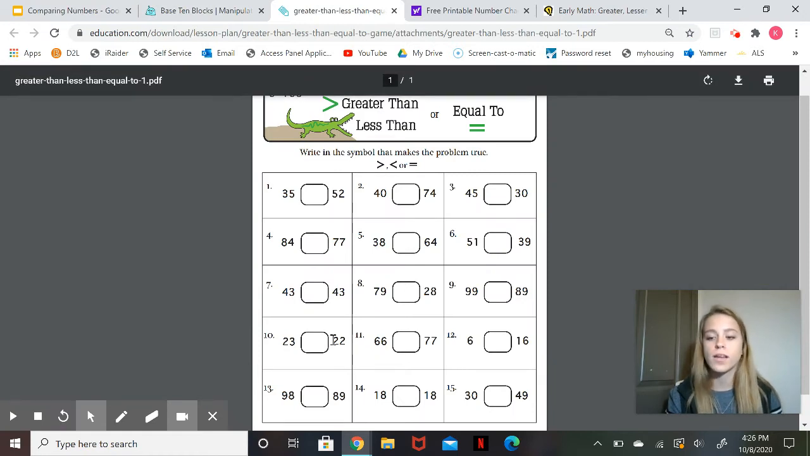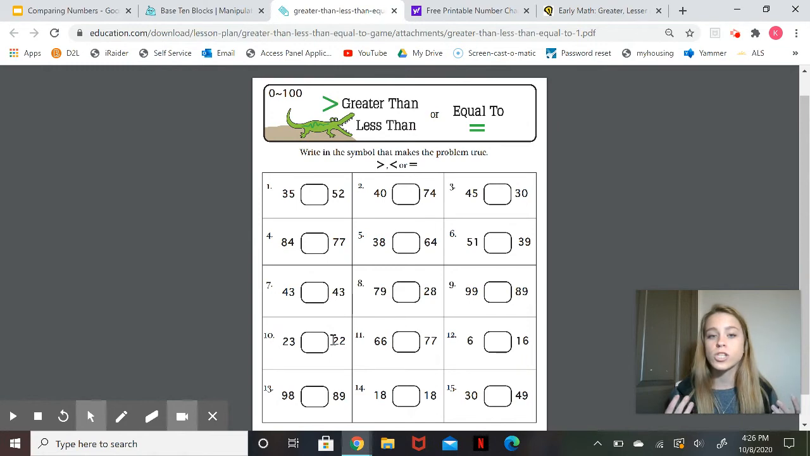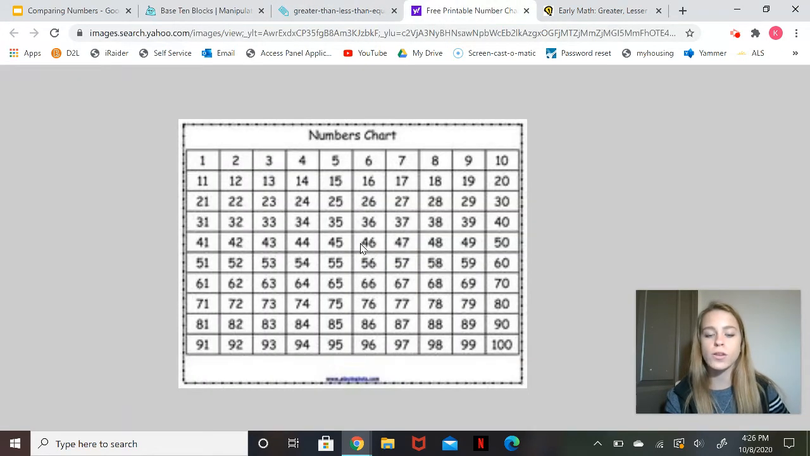Awesome. All right, now let's go back to this little worksheet. And another way we're going to figure out how to do this is we're just going to use a number chart. So we're going to go ahead and look at number 10, and number 10 is 23 and 22. So let's go ahead and look at this number chart and find 23 and 22. So there's 23 right here, and then there's 22 as well. So we know 1 is a really small number. 1's just 1. So we go 1, 2, 3, 4, 5, 6, 7, 8, and so on and so forth until we get to 22. And then we get to 23. So we know that 23, since it comes after 22, is bigger than 22.